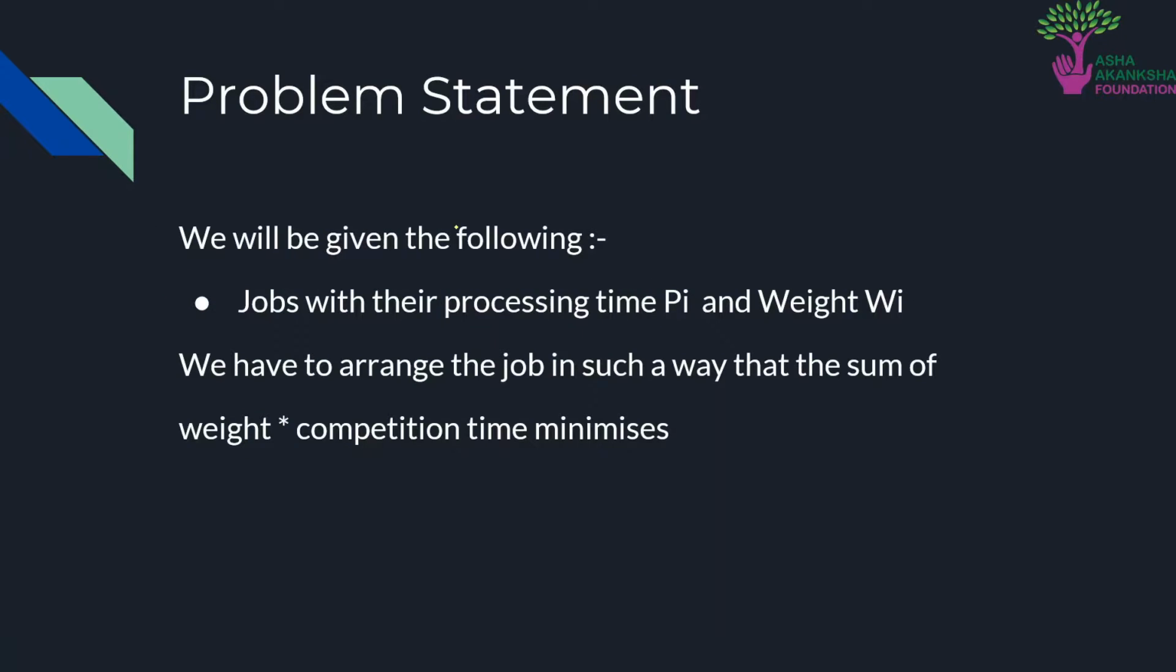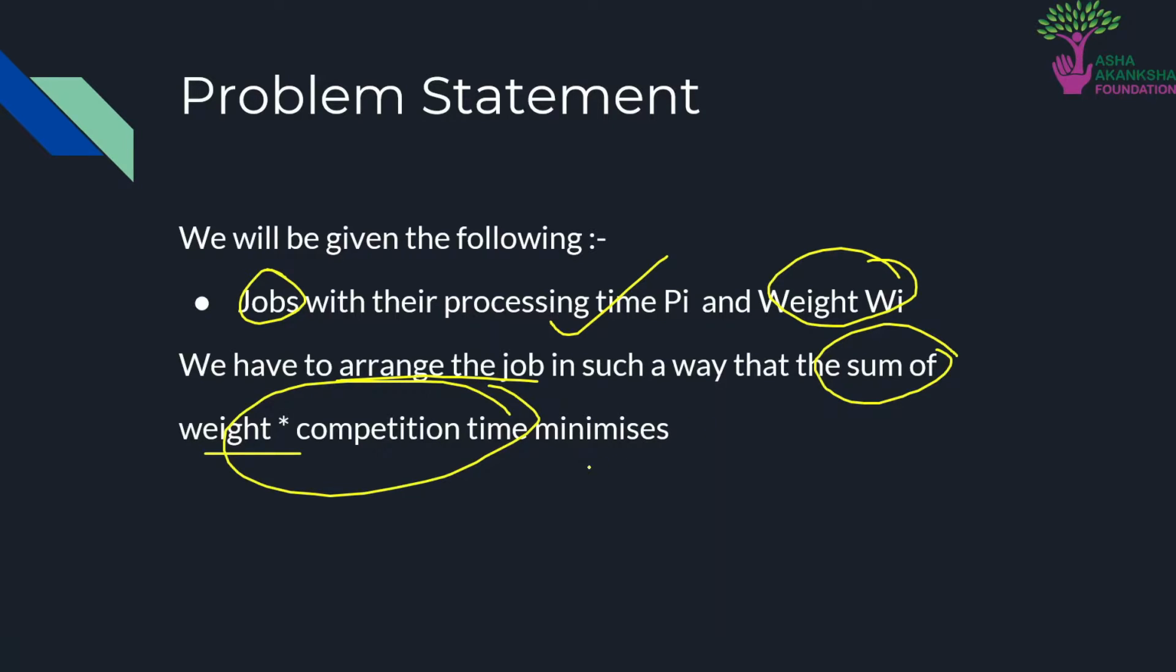So let us see the problem statement. We will be given jobs which have two things, the processing time and the weight. The main goal is to arrange the jobs in such a way that the sum of the product of the weight and the completion time of all the jobs is minimized. You must be wondering, what is a completion time? Let us see in the next slide.